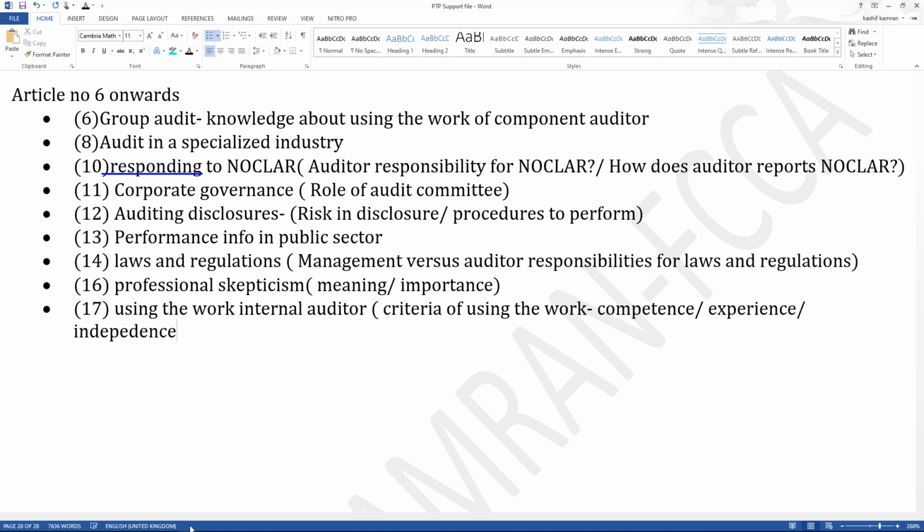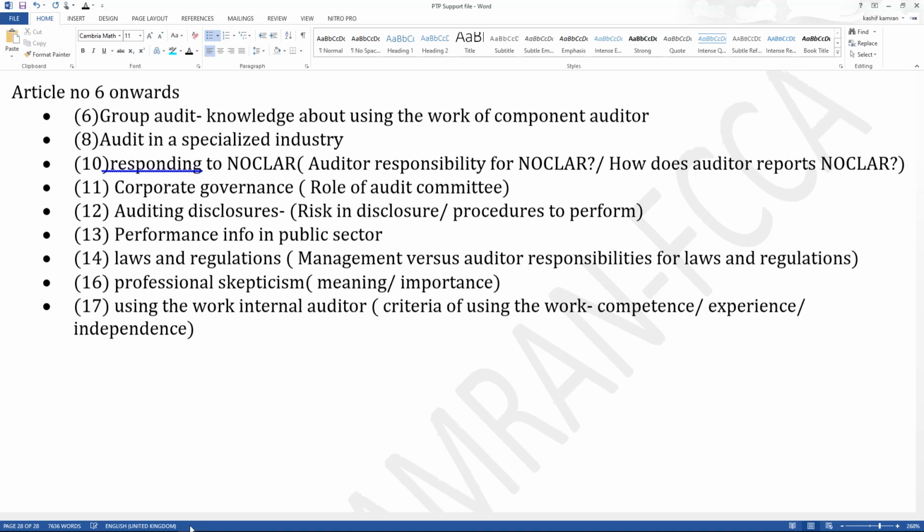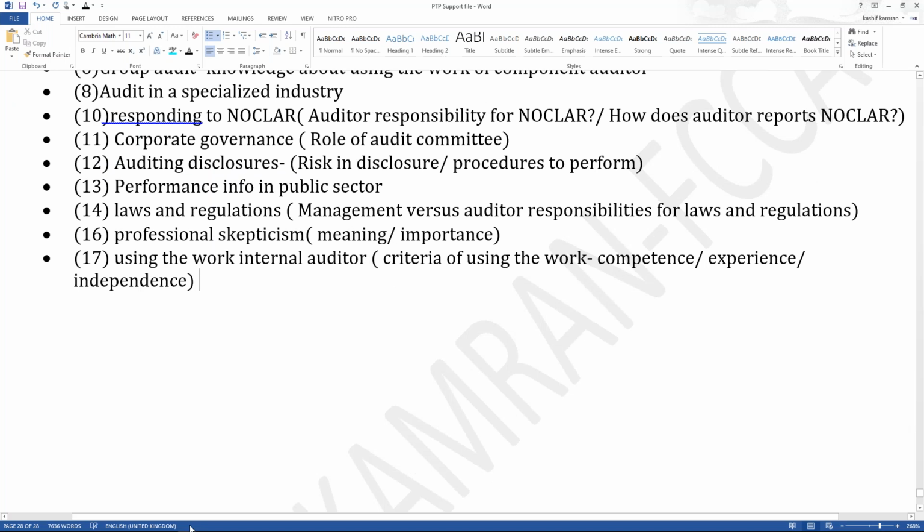So please have a brush of knowledge using the work of internal auditors, right? A couple of times this question has come in past paper for like 5 to 6 marks. Okay, article number 18, next after that, is auditor liability.